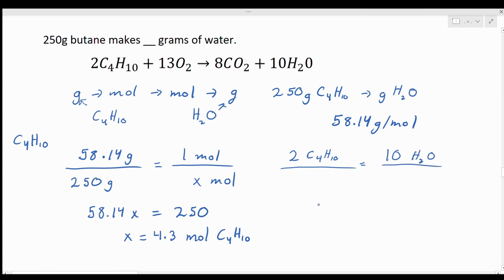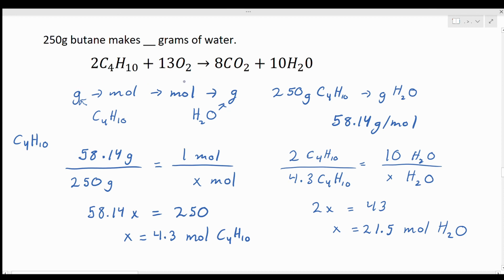Okay, and I'm going to write my proportion here. So if I have butane on the left side, I will keep it there. If I have 4.3 moles of butane, then I have some number of moles of water. Cross multiplying, 2x equals 43. X must be equal to 21.5. We know that's going to be in moles of water. So far, we have converted grams of butane to moles of water.